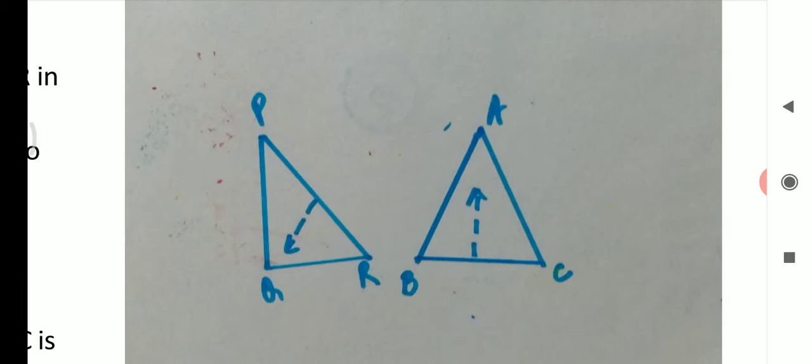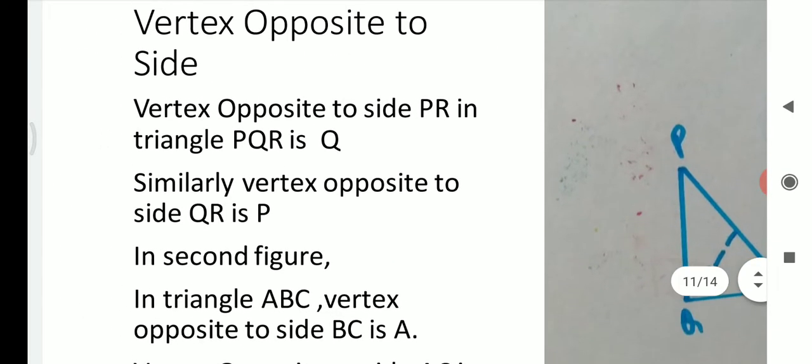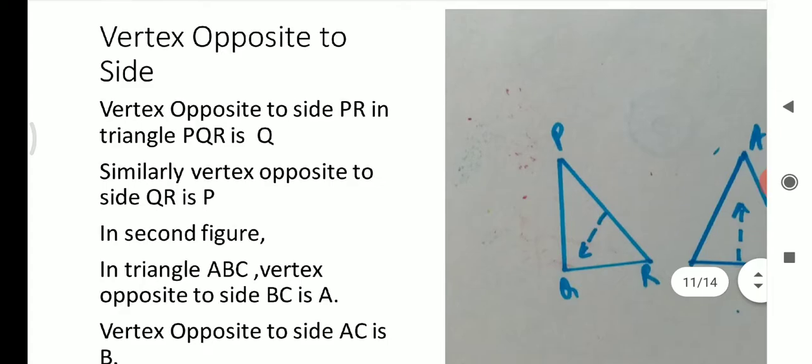P. Similarly, in triangle ABC, I have put an arrow that vertex A is opposite to the side BC, right? It means the side which is given to you, like BC, leave those two vertices and just jump to the third one, A. Vertex A is opposite to the side BC. Now just have a look. Vertex opposite to the sides.